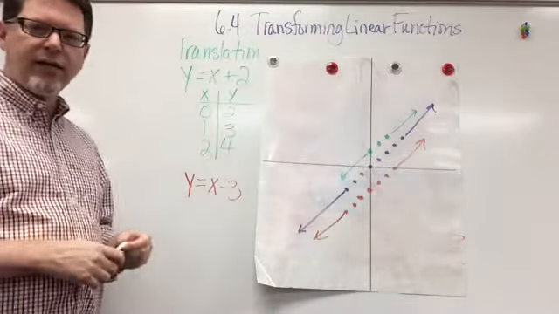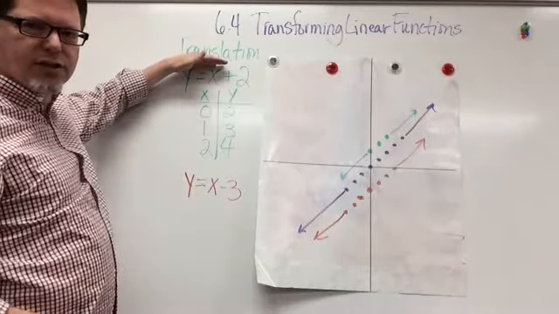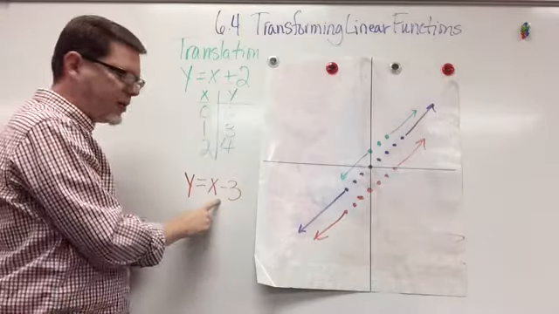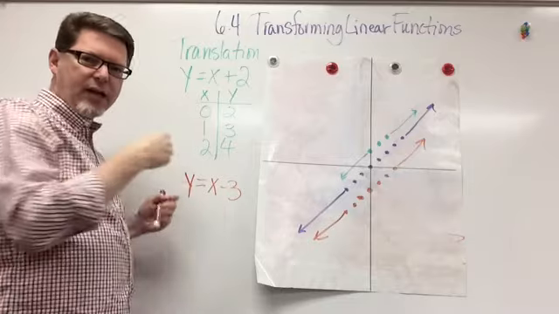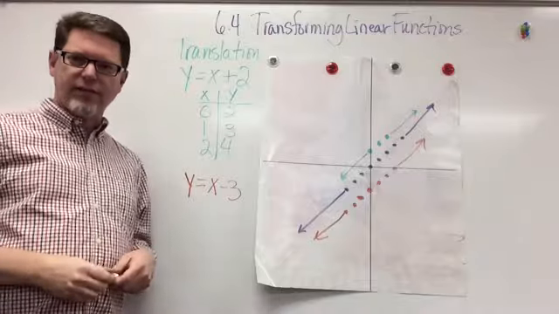So again, when b changes, we call it a translation. And this one would be a translation up 2. And y equals x minus 3 would be a translation down 3. Again, translation is when the b changes.